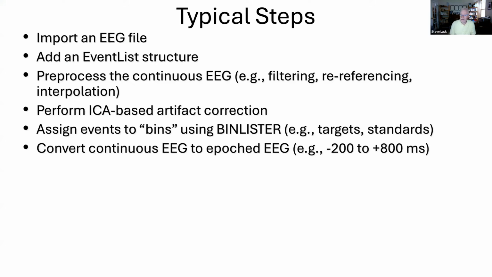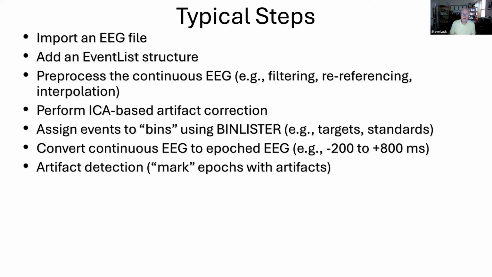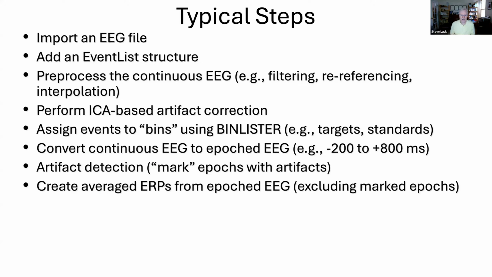Then you'll convert the continuous EEG to discrete epochs, like from 200 milliseconds before stimulus onset to 800 milliseconds afterward, or whatever you need for your experiment. And then you'll do artifact detection. That is, you'll use a set of algorithms, or you can do this by hand, and mark epochs that have artifacts in them. We don't delete them at this point. We're just marking which ones have artifacts.